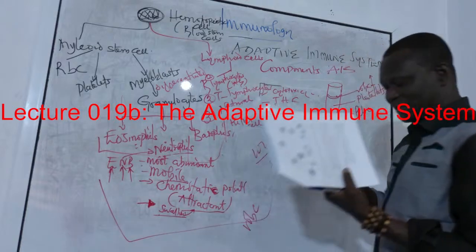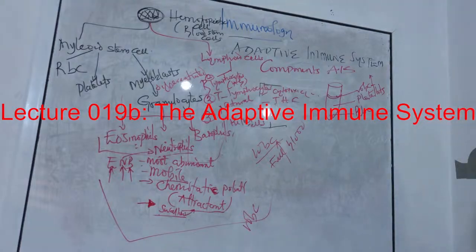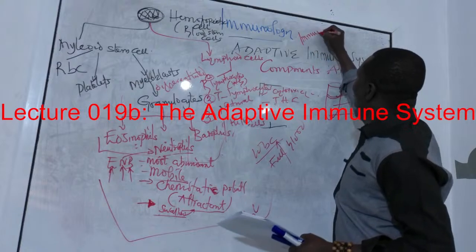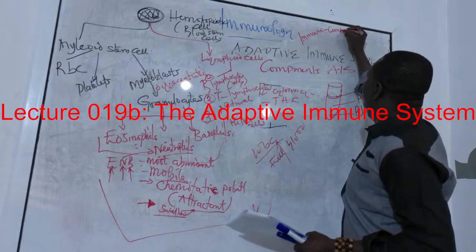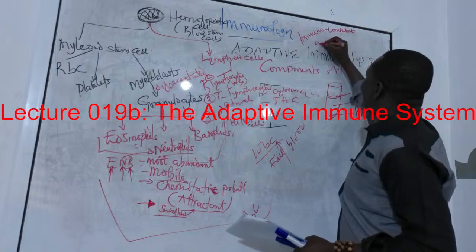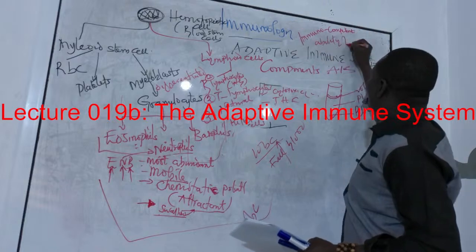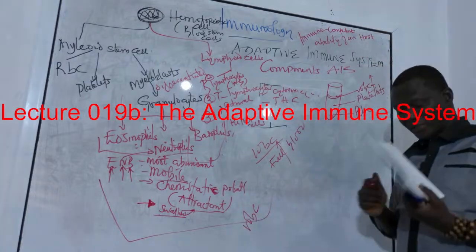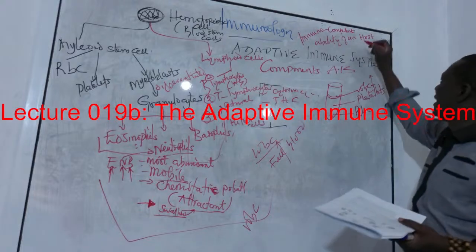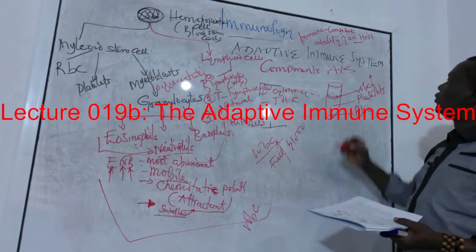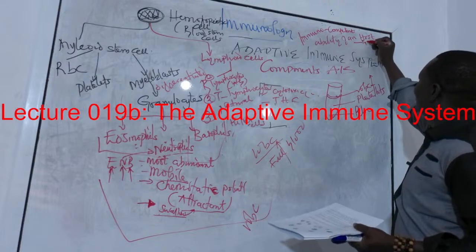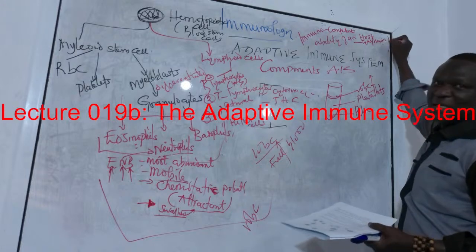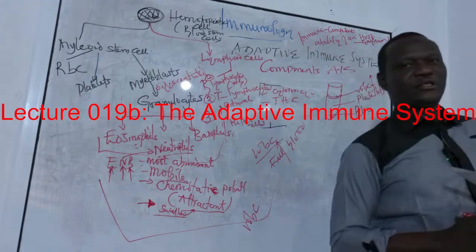And don't forget that the immunocompetent ability of a host will depend on, one, whether the type, the number that is being recruited first.